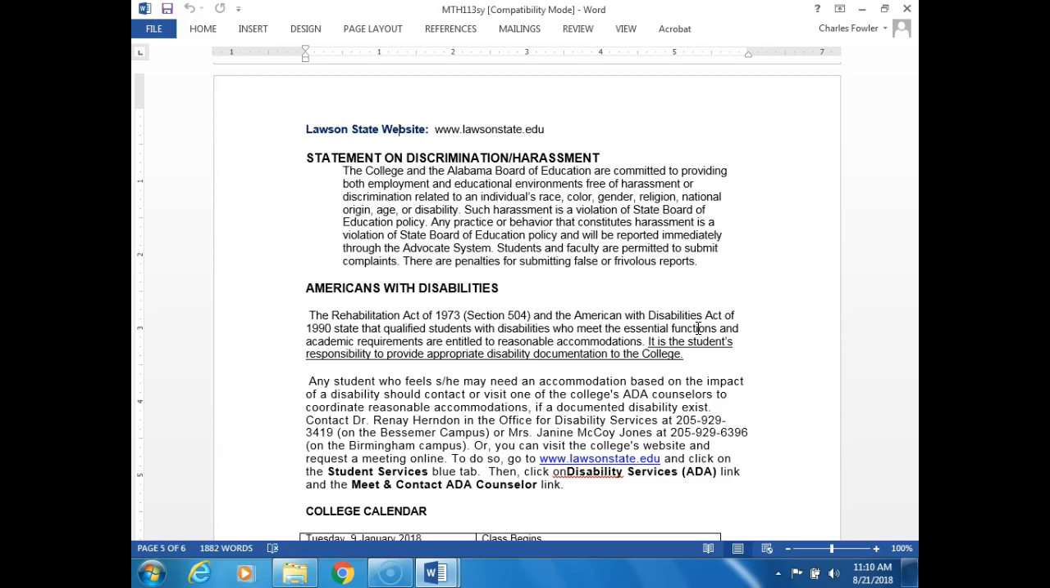And the new syllabus is going to have a little more detail with this, but it'll all be out there. Dr. Renee Herndon is our specialist on this campus, and she's in charge of the whole program. On the Birmingham campus, it's Ms. Jean McCoy Jones. So get them the information, they will deal with it.